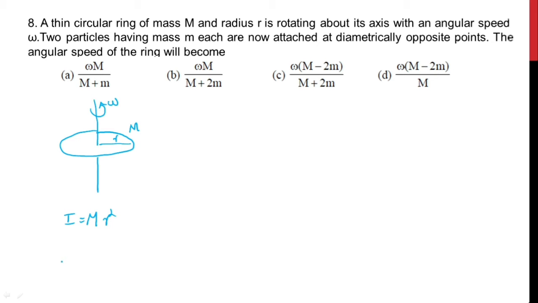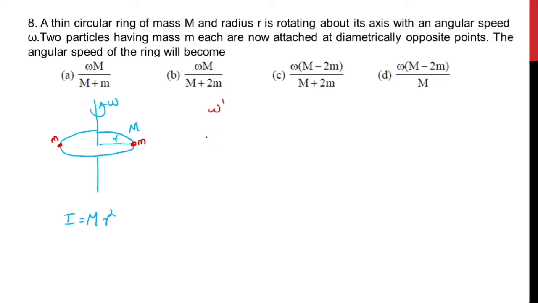Now what is actually happening in the next part? Two particles having mass m each are now attached at diametrically opposite points. That means two masses, here small letter m and one more mass here small letter m, attached diametrically opposite. Now when it starts rotating, the angular velocity, say it as omega dash. What is the omega dash you have to calculate in this question?